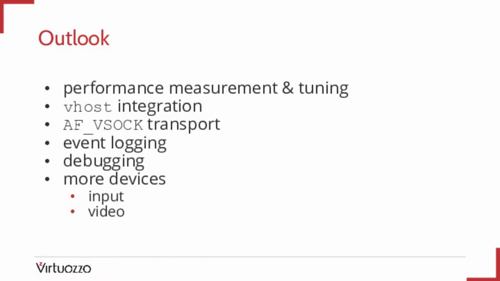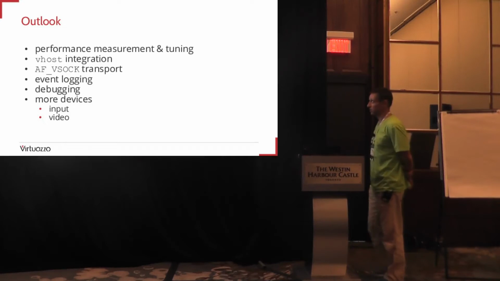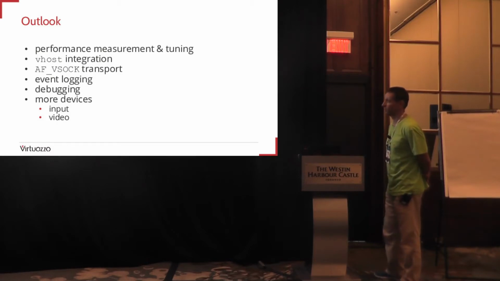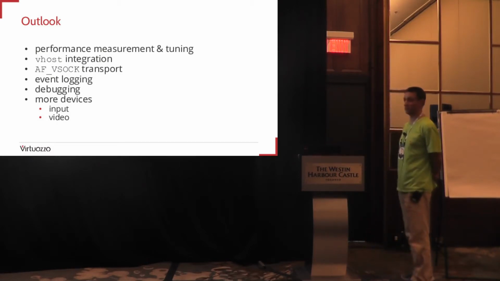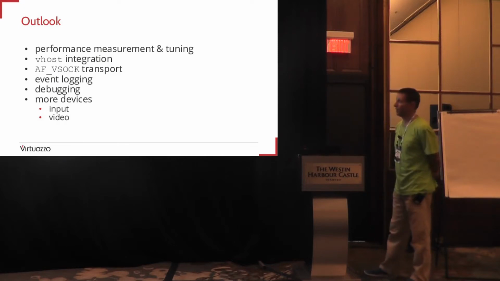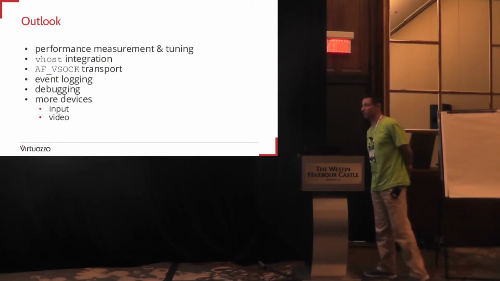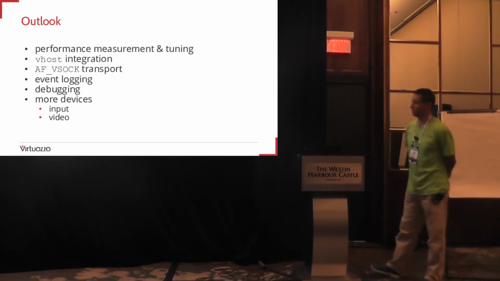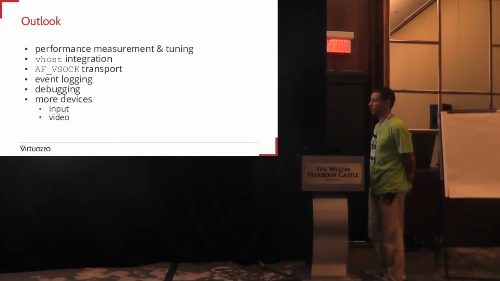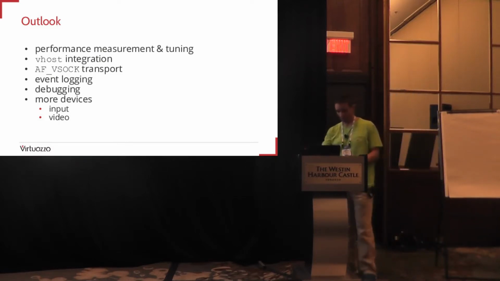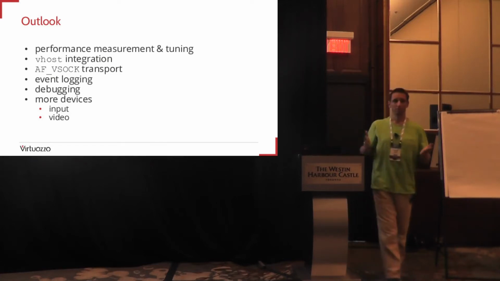And what we can do further is performance measurements and tuning, perhaps vHost integration, because VMBus devices are very similar to VirtIO, and we may be able to do this. Hopefully we'll also be able to implement the transport for the VSOC address family. Also, some more features available in Hyper-V, like event logging, debugging, and other devices should be possible too. So, yeah, that's it. Questions?